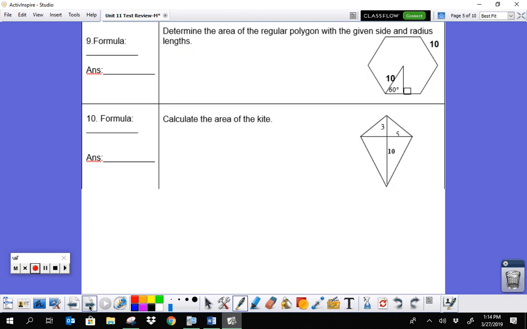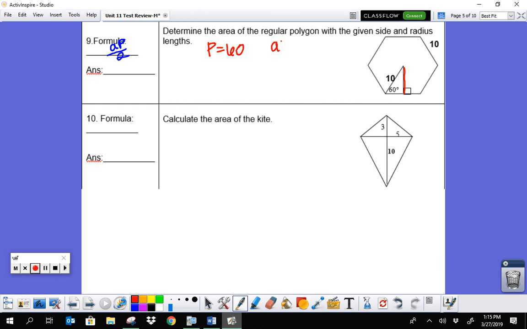Alright, number 9, determine the area of the regular polygon with the given side and radius lengths. Okay, so the area of a regular polygon is going to be 1/2 AP, or I like to use AP over 2. That's apothem times perimeter over 2. So I'm going to see what we have here. I do not have the apothem. That's this little piece here. I can find the perimeter pretty quickly. So each side is 10. There's 6 sides. So my perimeter is 60.